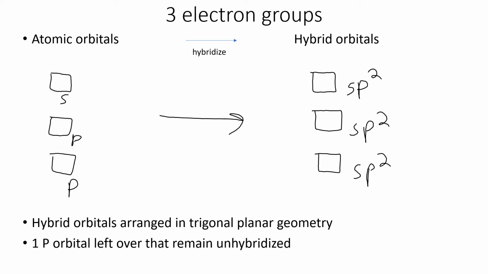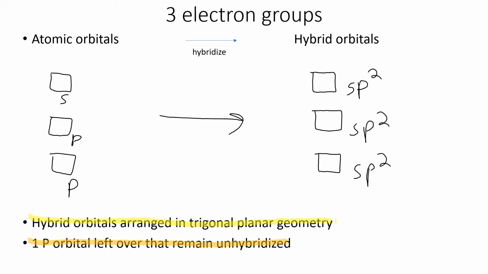Now, again, these sp2 hybrid orbitals are going to be arranged in a trigonal planar geometry. They have that 120-degree separation between each of the orbitals. Again, just like we saw in the last case, we know we have three total atomic p orbitals, and we only used two of them. We held one in reserve. We didn't send one into the mix of being hybridized. That means we have one p orbital left over that is going to remain unhybridized.